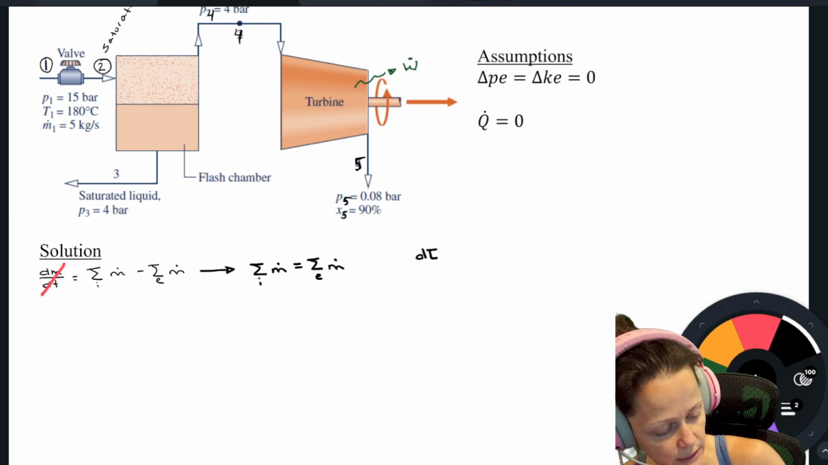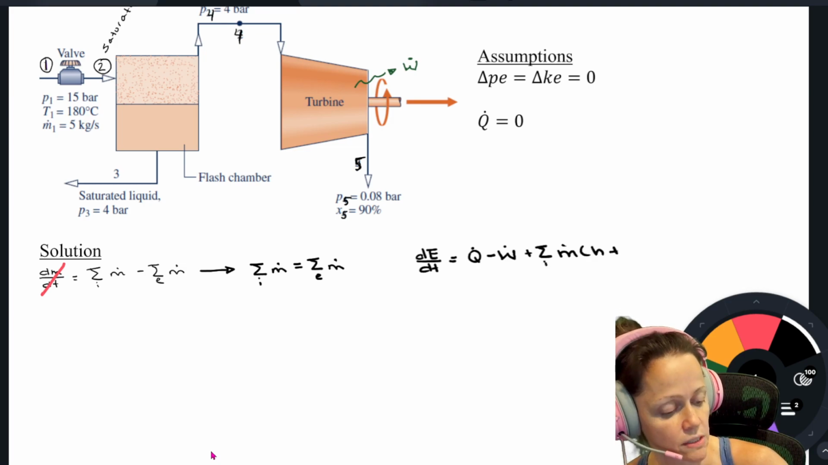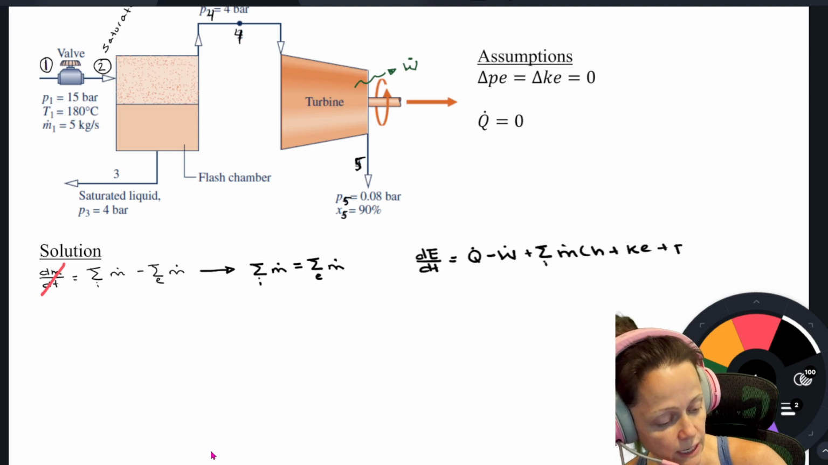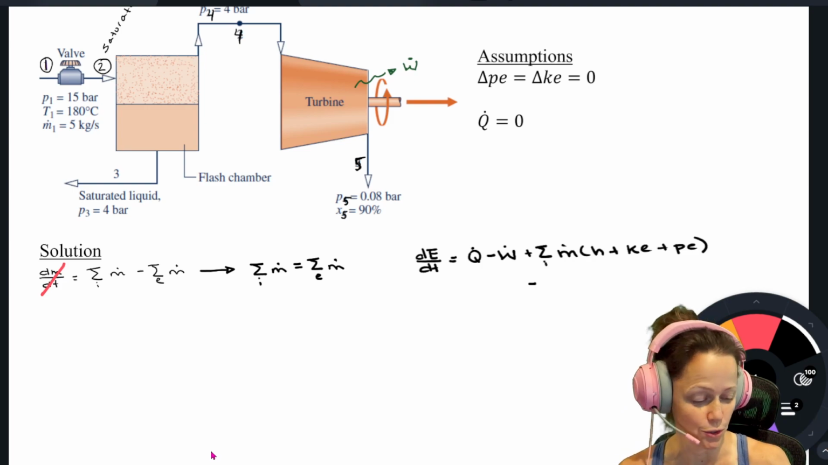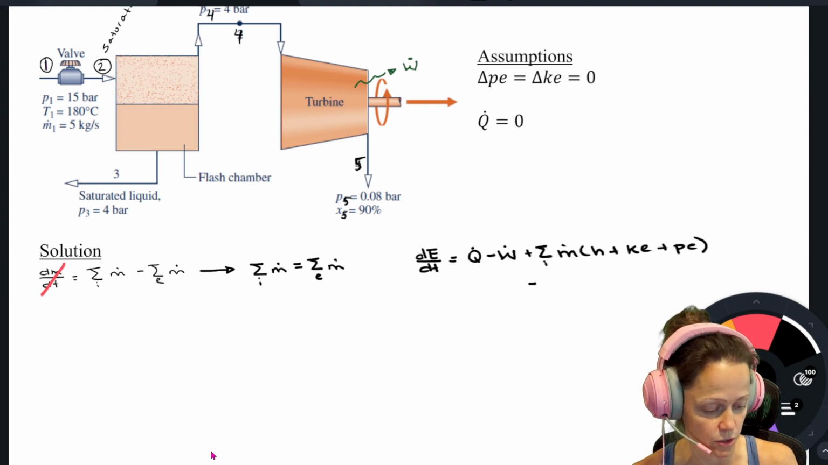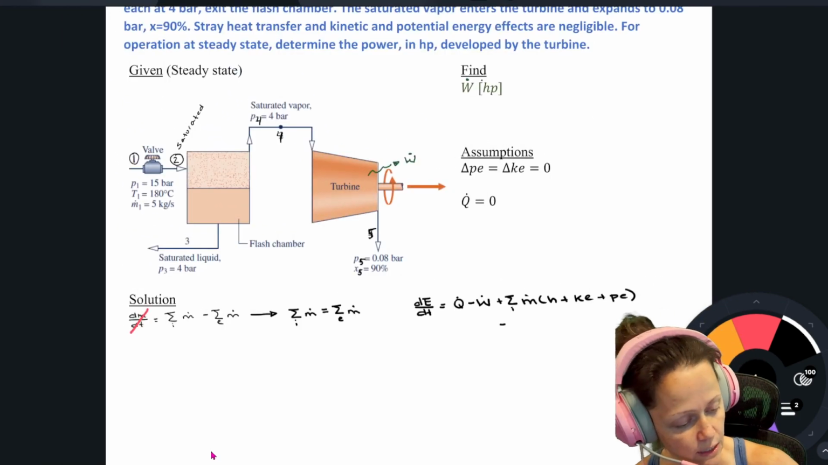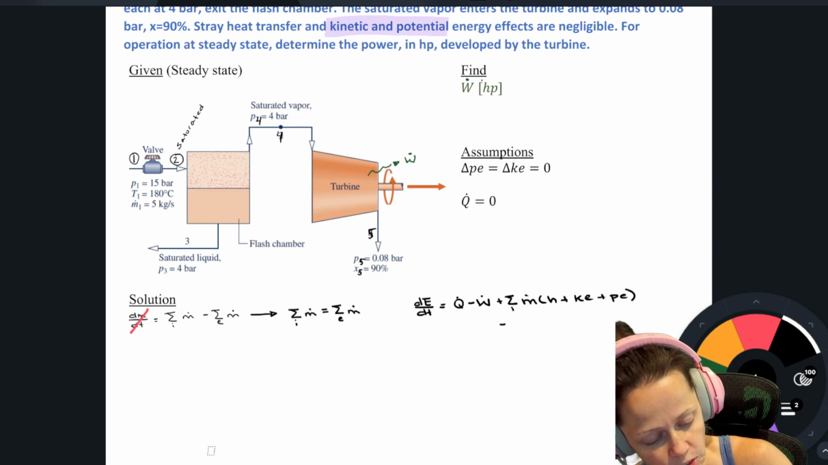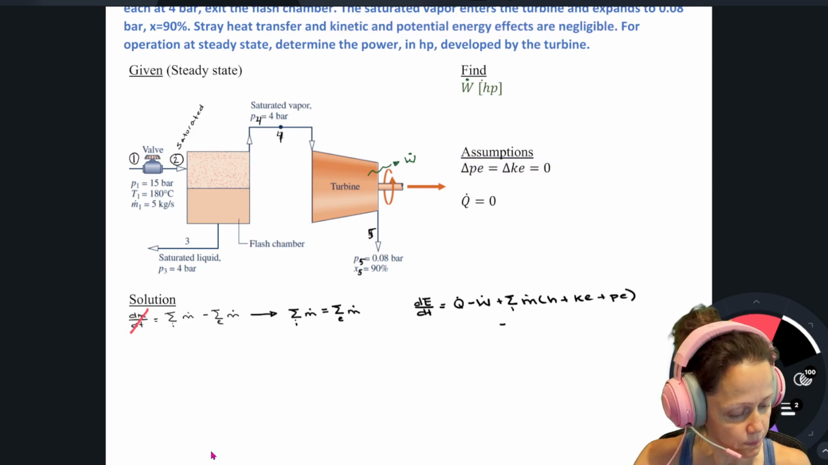My conservation of energy, let's go ahead and put it over here. So I've got dE/dt equals Q dot minus W dot plus the sum of the m dot h's plus kinetic and potential. Normally we would write the velocity squared over 2 and the gz for potential energy, but I'm going to end up canceling those things out because the problem statement tells us that kinetic energy and potential energy effects are negligible.